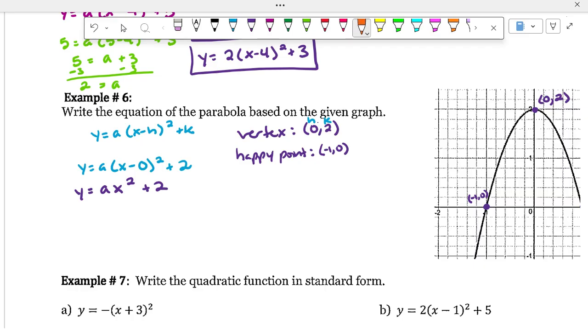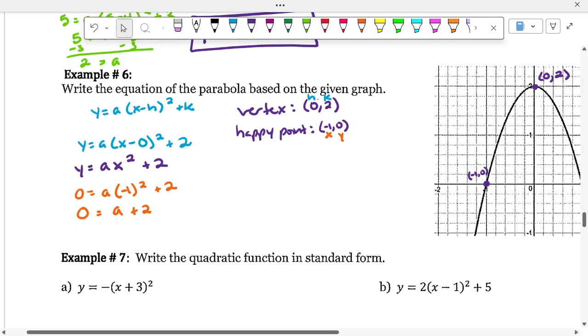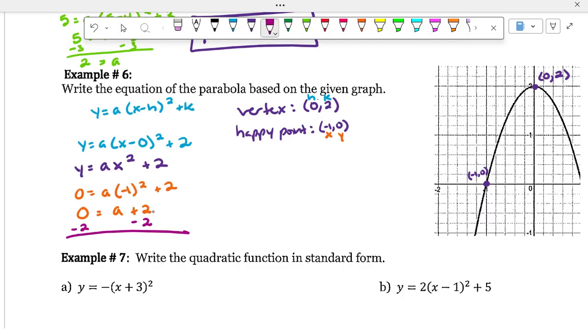All right, now I'm going to take my happy point. I'm going to plug the -1 in for x and the 0 in for y, and then solve for a. So I have 0 is equal to a times -1 squared plus 2. What is -1 squared? 1. So I have a times 1, so that's just a, plus 2 is equal to 0. How do I solve for a? Minus 2 to both sides. So that'd be -2 is equal to a.